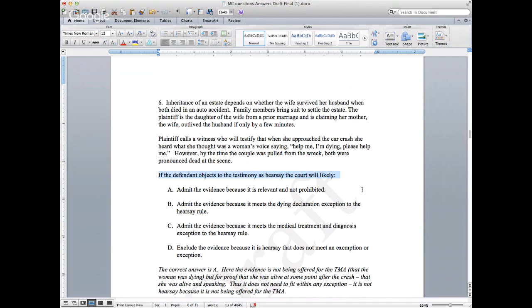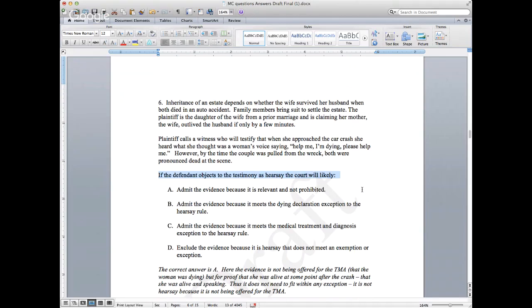So is this hearsay? Is this statement being offered to prove the truth of the statement that she was dying, or is this statement being offered to prove that she was still alive? So, looking at the statement and understanding what we're offering it for, we're not offering the statement for the truth that she was actually dying.